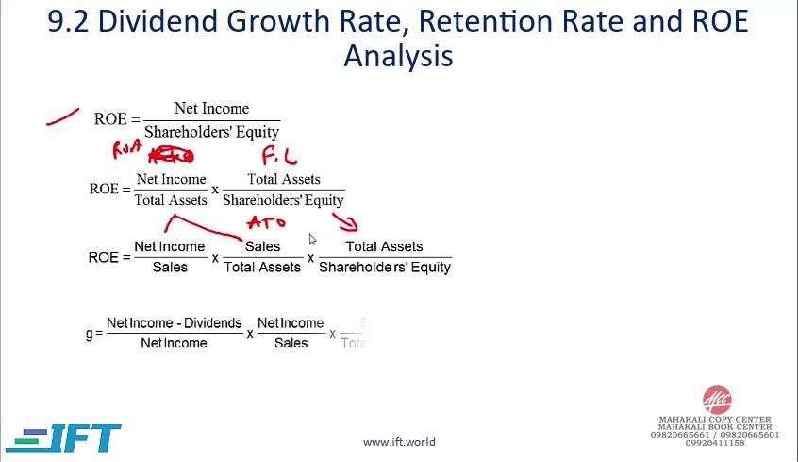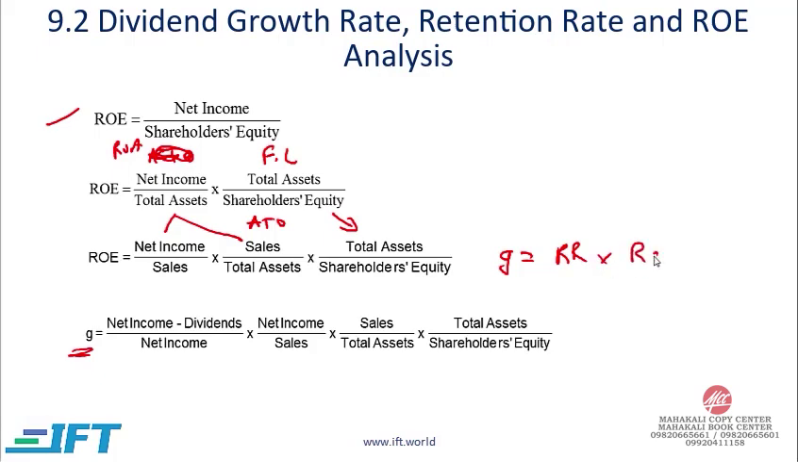So what does this have to do with G, the growth rate? Remember, the growth rate is equal to the retention ratio times ROE. So what we are saying is that the ROE is coming from the DuPont formula, and this is the retention ratio, which is the net income minus dividends divided by net income. So this is a cumbersome way of estimating the long-term sustainable growth rate.